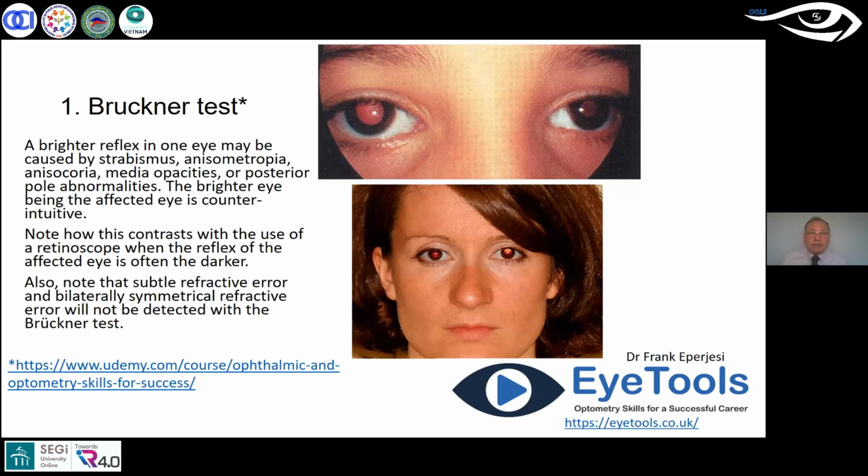Absolutely wonderful. So it's a great introductory test, very quick, no expense needed if you already have a direct ophthalmoscope. If you don't, then you might need to purchase one.